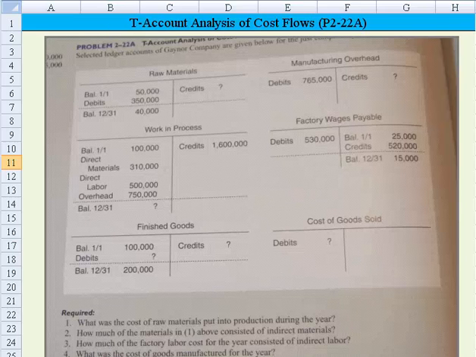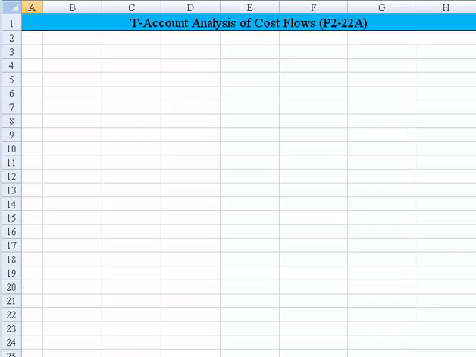And there's other information as well. Let's start working on this problem on a separate tab. But let's look at requirement 1. To the left of my mouse, I'll read it. What was the cost of raw materials put into production during the year? Alright, well here's what we know. We know 50,000 was available at the beginning. There was debits of 350,000, and we ended at 40,000. So to work number 1, I'll just put a number 1 here.